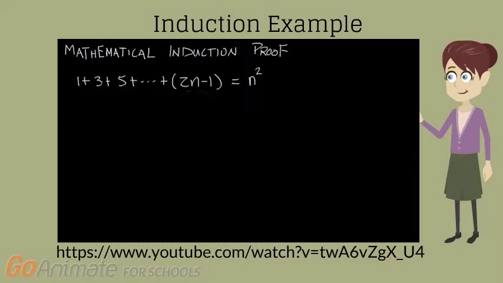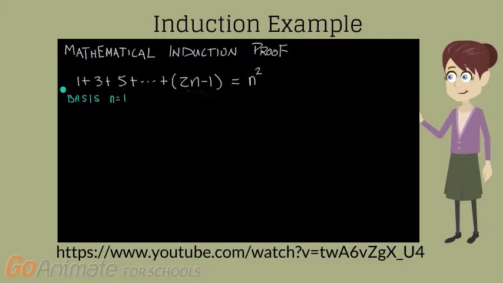So the very first step in the mathematical induction proof is what we call the basis step. And so for the basis step, we're basically going to look at the most simple case that we can come up with and make sure that this statement is true on both the left hand and the right hand side. So we're making sure that the left hand side is equal to the right hand side for the most simple case.